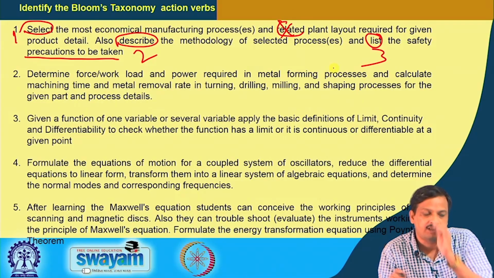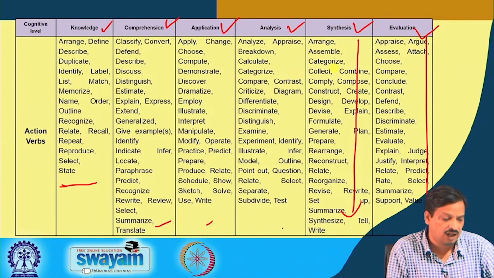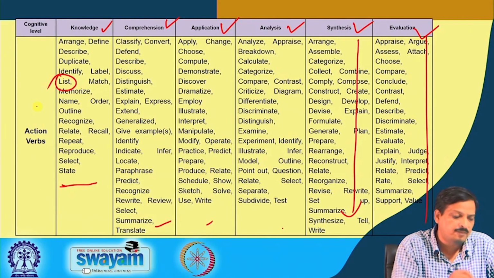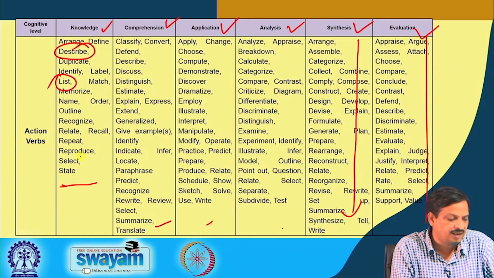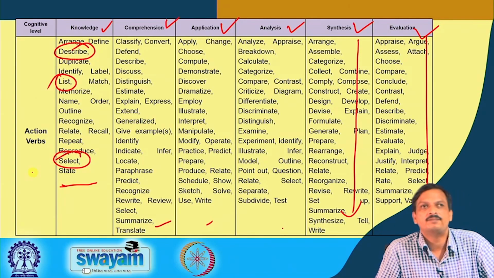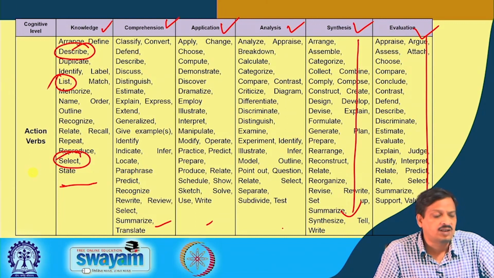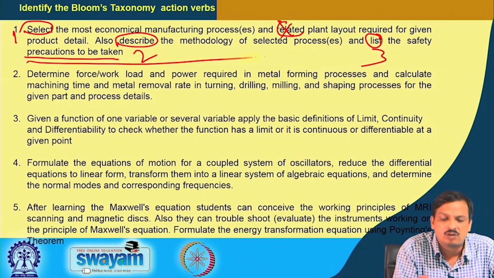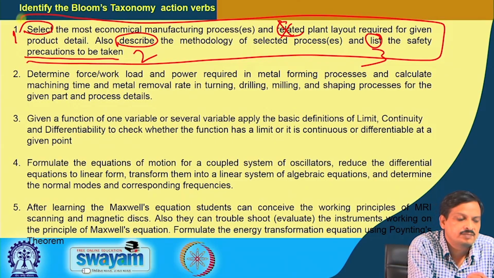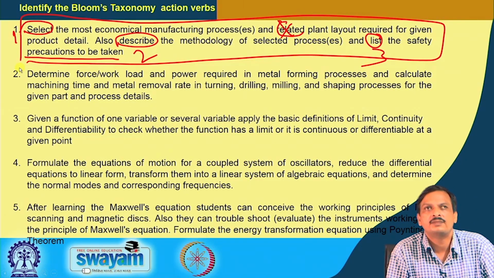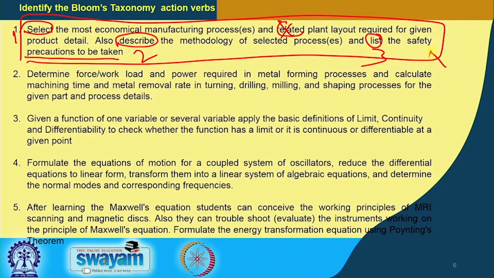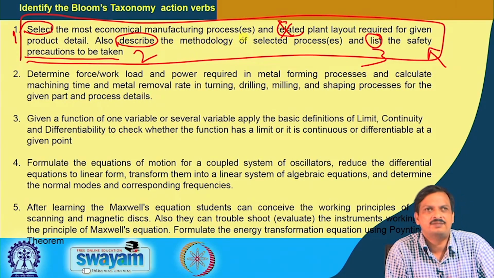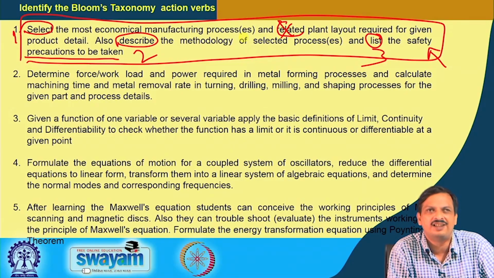So, let us see the list and describe. List is knowledge level, describe is knowledge level, and select is also knowledge level. So, the outcome is at the knowledge level, the cognitive level is knowledge. If I write this as a course outcome, then I cannot say that this is an appropriate course outcome for a B.Tech engineering, although it is written for B.Tech engineering.